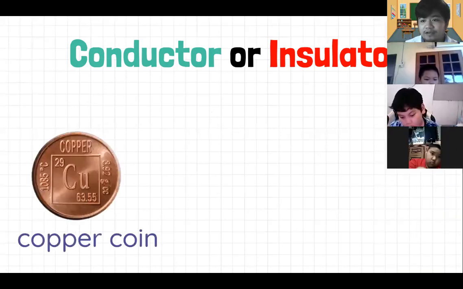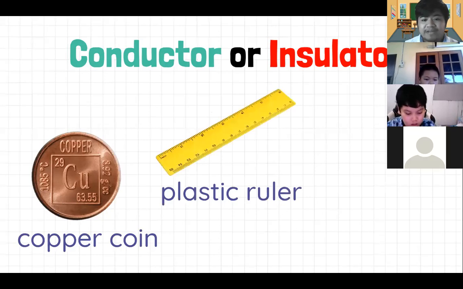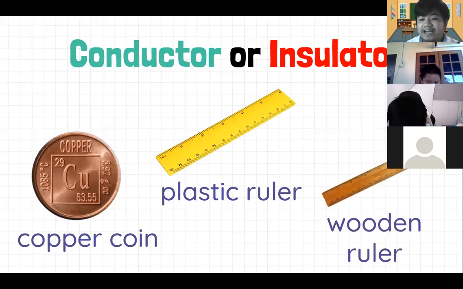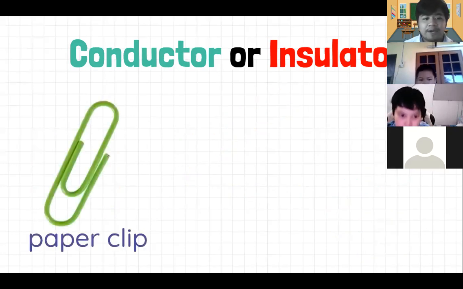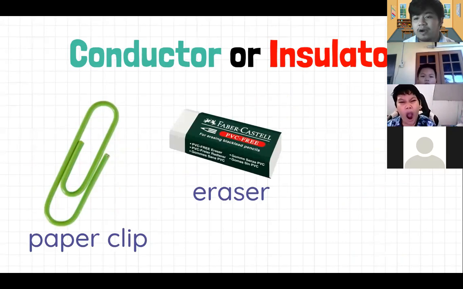We have copper coin. Of course, it's made out of copper, which is a metal. Next, we have plastic ruler. It's made of plastic. Next, wooden ruler. It's made out of wood. Next, paper clip. Remember, this is a metal clip with a vinyl coating, okay? So this is a paper clip with vinyl coating. And vinyl is like a rubber coating, okay? Next, we have eraser or rubber.